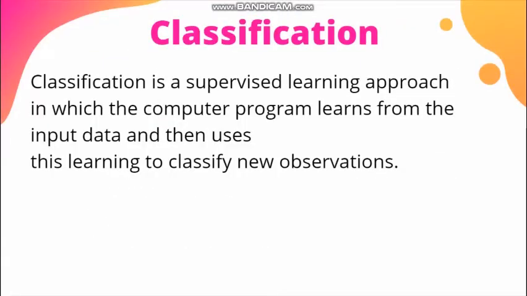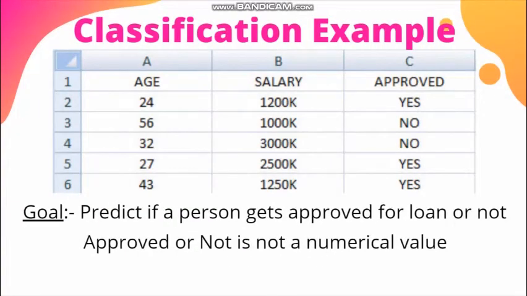So what is classification? Classification is a supervised learning approach in which the computer program learns from the input data and then uses this learning to classify new observations. Let's look at an example. Let's just say we want to predict if a person gets approved for a home loan based on his age and salary.